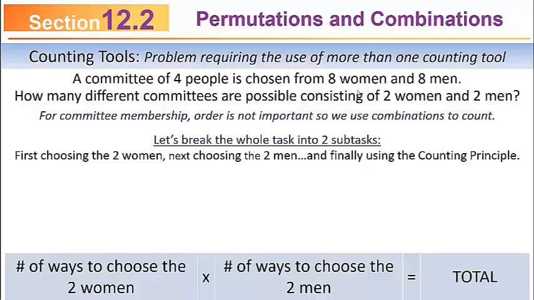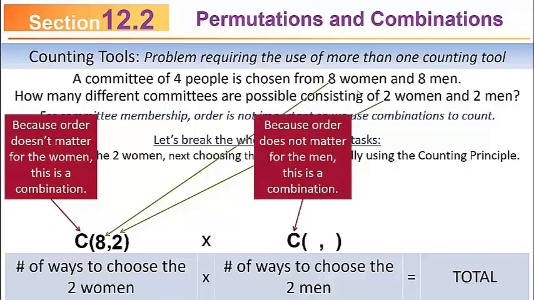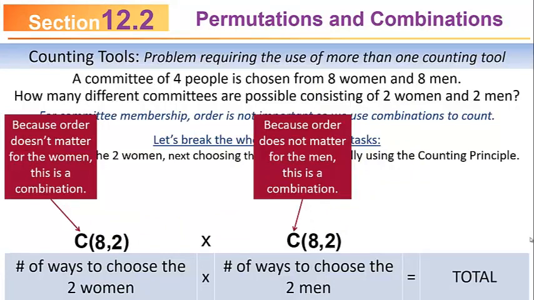So, because the women being chosen is a combination, again, because order doesn't matter, we use the combination formula. There are 8 women, and we want to choose 2. So that's 8 women chosen 2 at a time, and it's a combination because order doesn't matter. Then if you go to the men, there are also 8 men. It doesn't have to be the same, but in this case, there are also 8 men, and you're also choosing 2 men. So that would be the combination of 8 men taken 2 at a time, and the product of those 2 calculations give you the total. And now we need to evaluate the combinations.